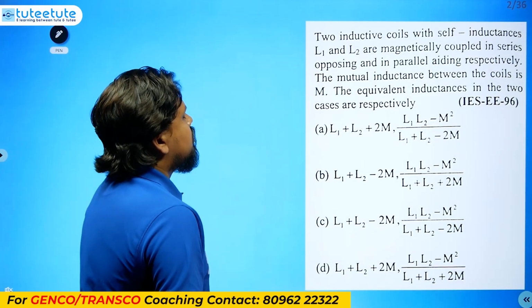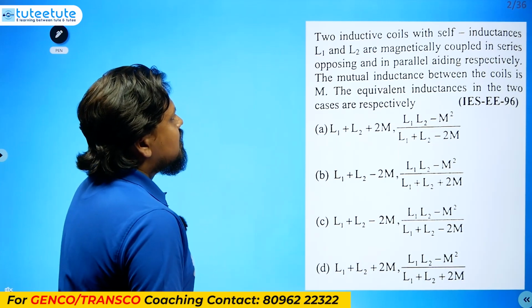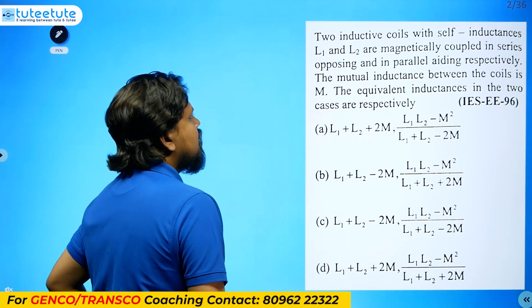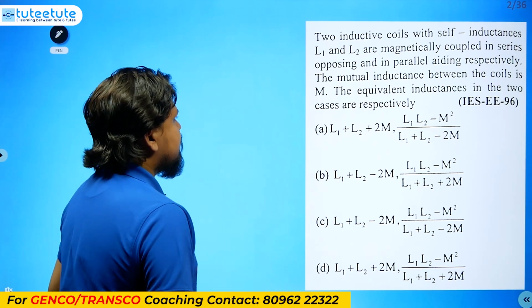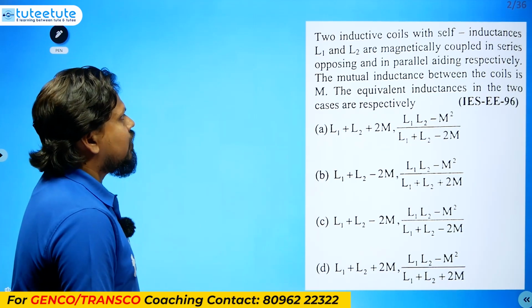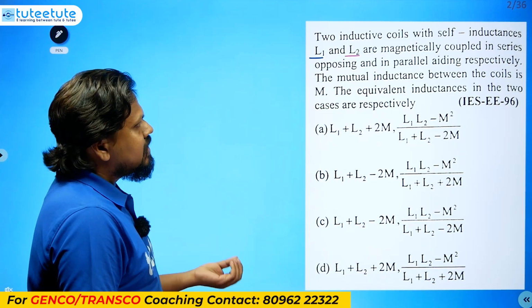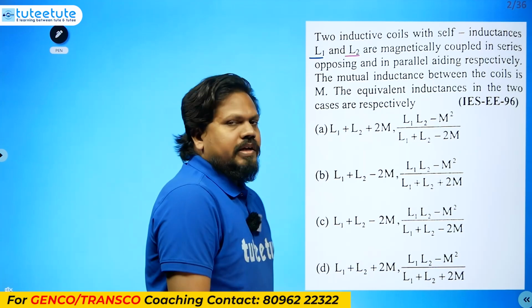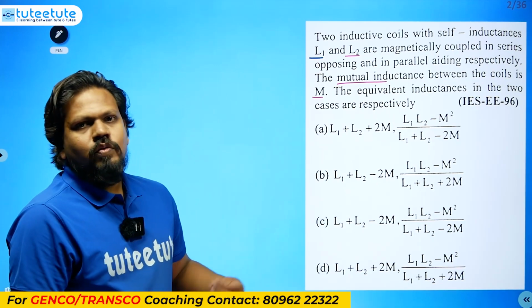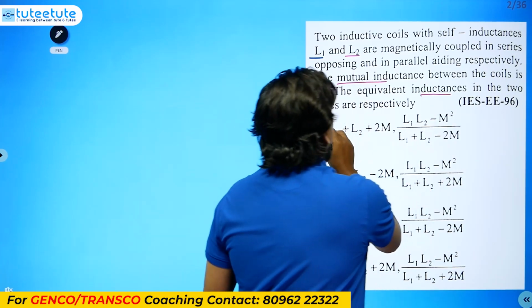So the first question is: two inductive coils with self inductances L1 and L2 are magnetically coupled in series opposing and in series aiding respectively. The mutual inductance between the coils is M. The equivalent inductances in the two cases are respectively. So what they have asked: when L1 and L2 are connected in series, a magnetic series connection, but they have some mutual inductance also between them. Then they are asking, what is the equivalent inductance?